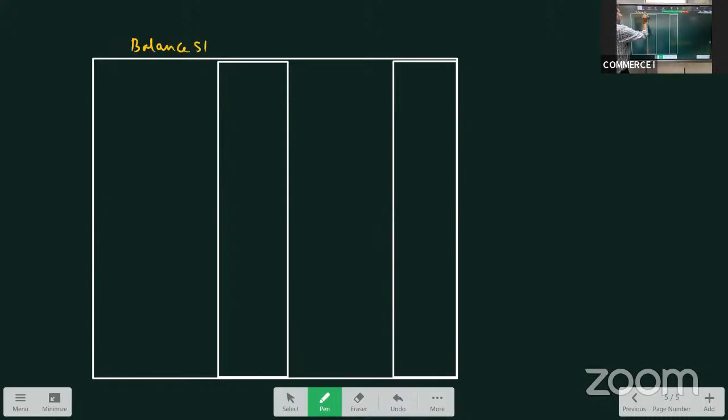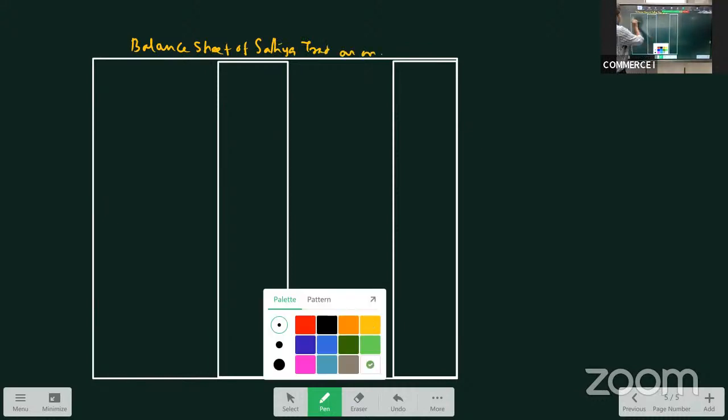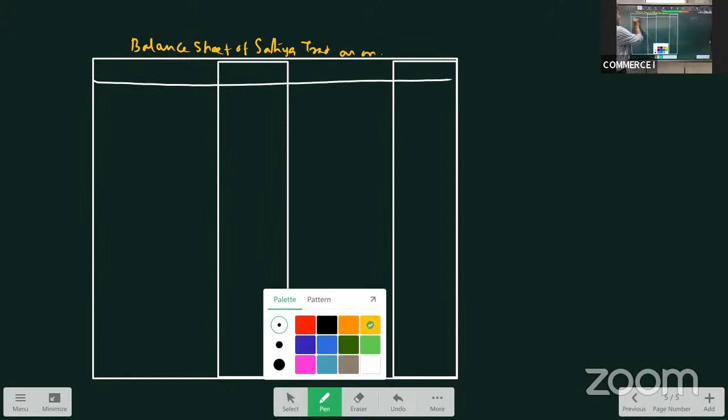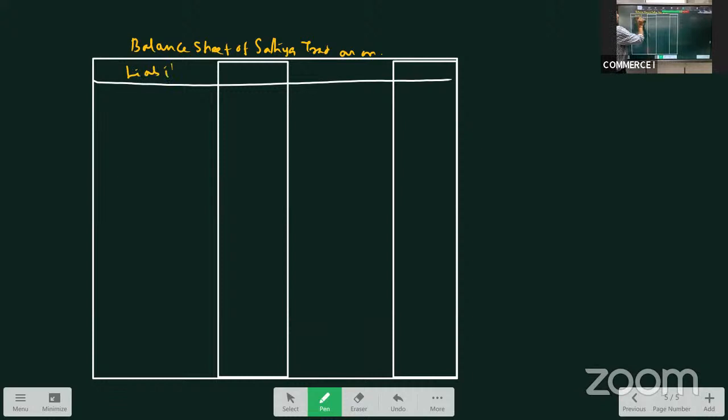Balance sheet of Satyam Traders as on. This is liabilities amount, assets amount. Now let us clean the trial balance and take all the items which are of capital nature in the balance sheet.